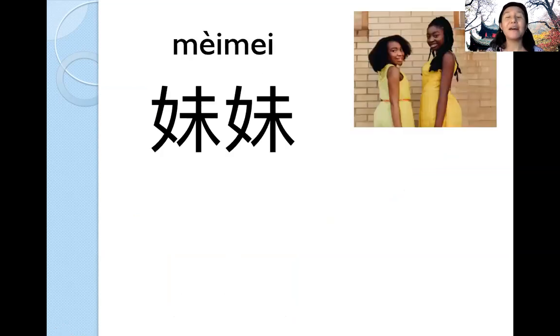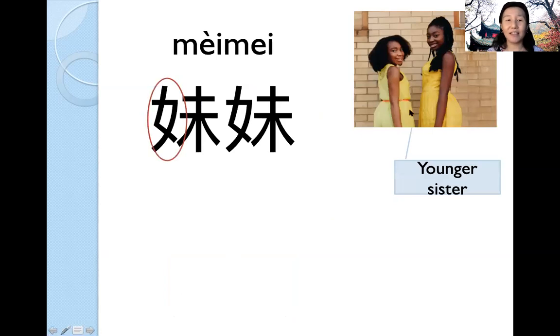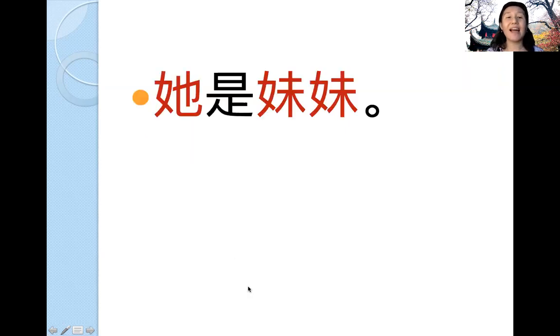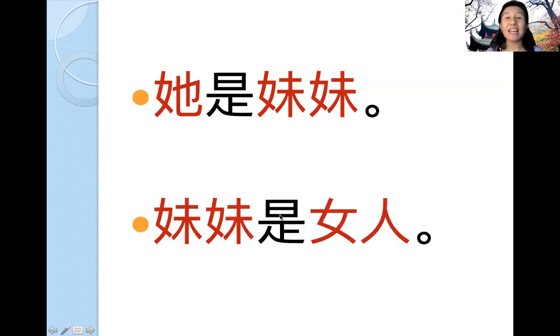妹妹. So, also we know it's a female family member, and it means younger sister. 姐妹 means sisters. So it's a combination of older sister and younger sister. 她是妹妹. 妹妹是女人. She is younger sister. Younger sister is a woman.